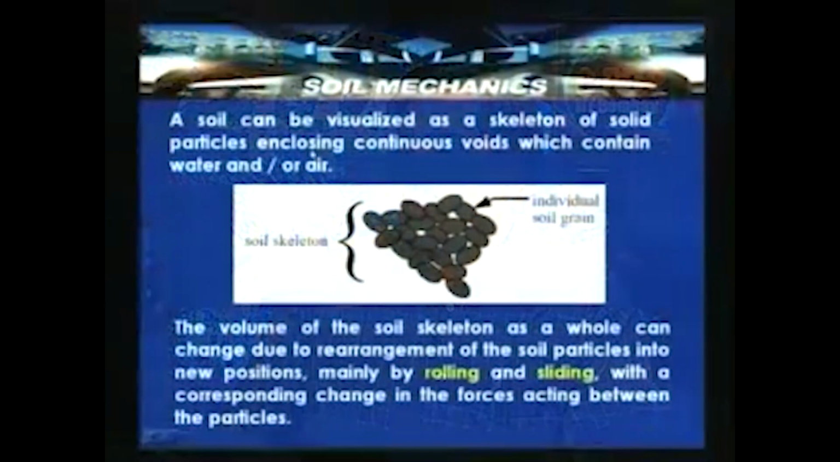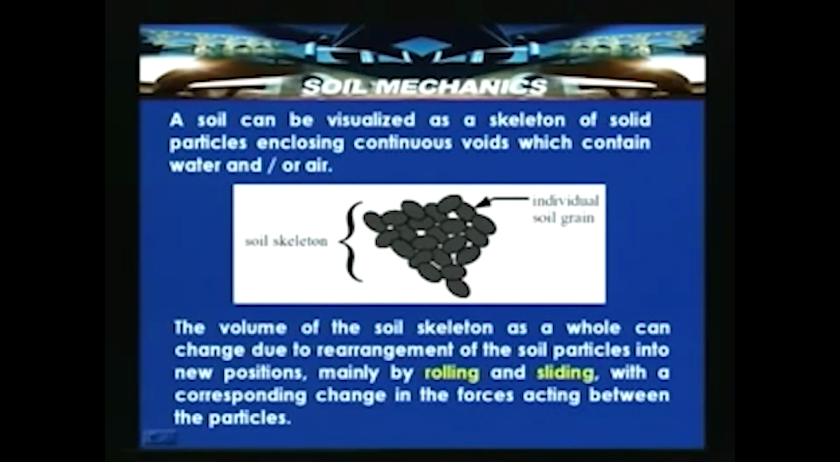So, from the previous discussion, we can say that a soil can be visualized as a skeleton of solid particles enclosing continuous voids which contain water and or air. The volume of the soil skeleton as a whole can change due to rearrangement of the soil particles into new positions, mainly by rolling and sliding, with a corresponding change in the forces acting between the particles.